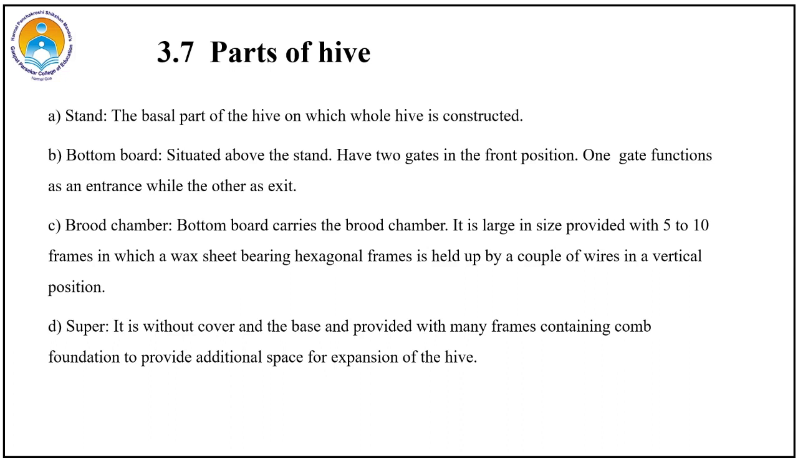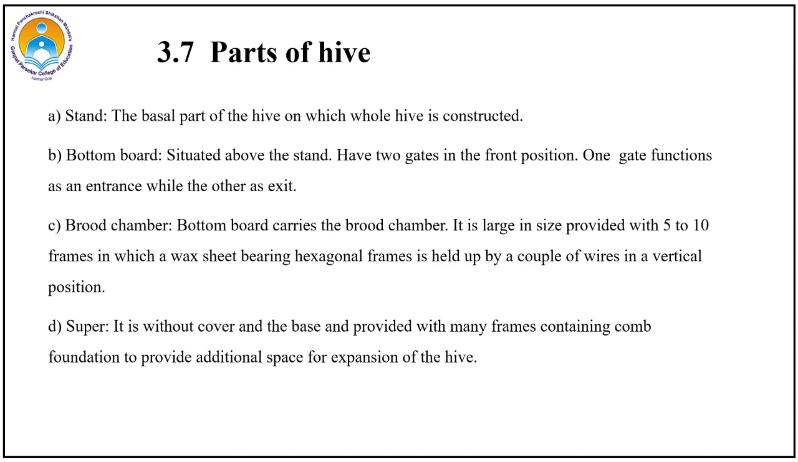The stand is the basal part of the hive on which the whole hive is constructed. The bottom board is situated above the stand and it has 2 gates in the front position. One gate functions as an entrance while the other as an exit. The brood chamber is present on the bottom board. It is large in size, provided with 5 to 10 frames in which a wax sheet bearing hexagonal cells is held up by a couple of wires in a vertical position.